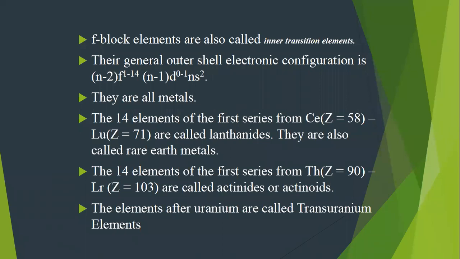When we go to the next series, from atomic number 90 to 103, these are known as actinoids, and these elements are known as transuranium elements. I think you all have heard about the uranium metal. Uranium is a radioactive metal, and radioactive elements are used to make nuclear bombs.